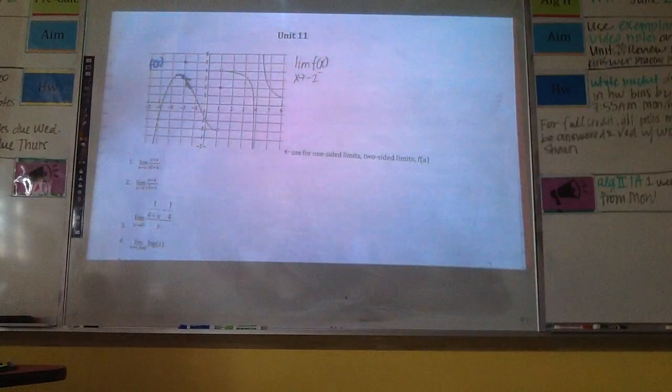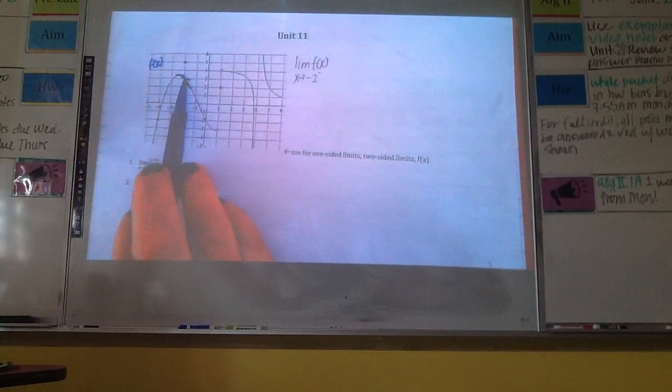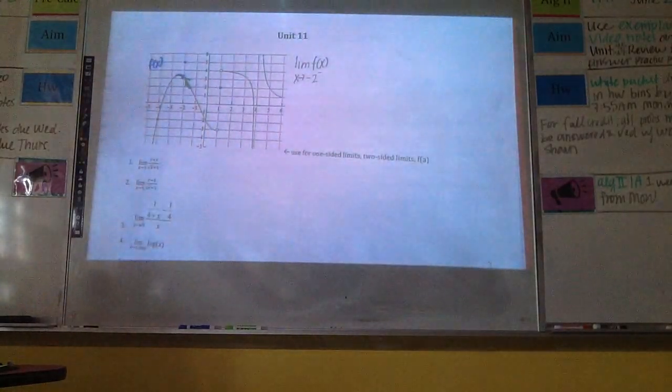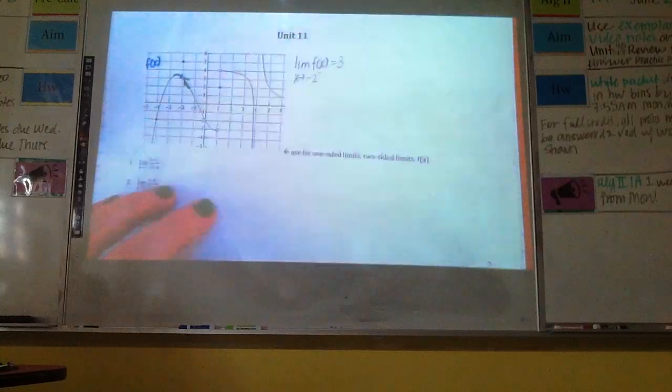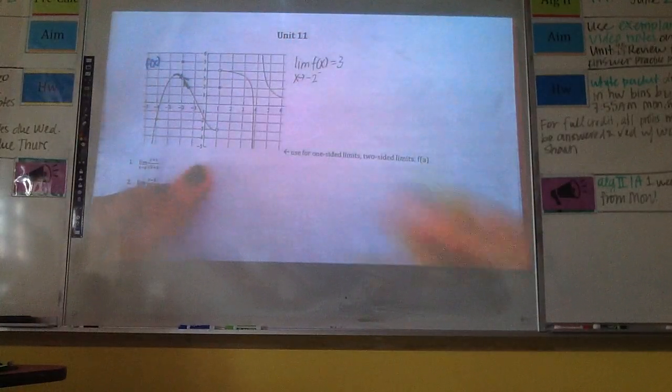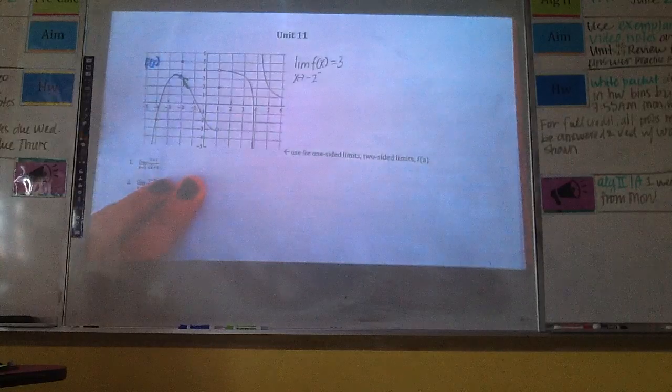In this case, both the blue and the green arrows approach the y value of 3, so the left and the right-handed limits would both be 3. But if we're looking at the left and the right-handed limits as x approaches 1, now they're different.